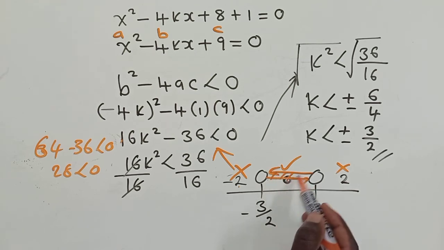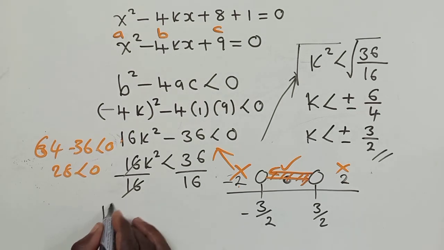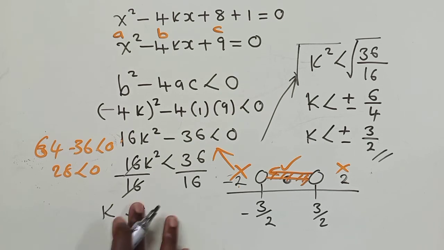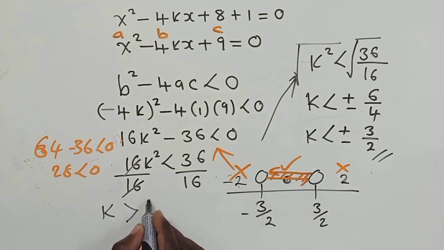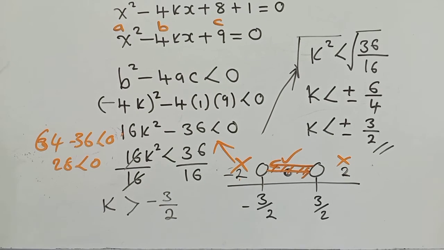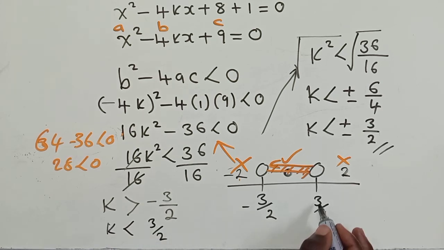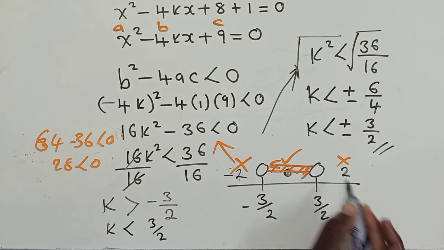Okay, so this is the region where the range is. So now I can write. So to write the range, I'll say K is greater because here it's going to the greater. It's greater than negative 3 over 2. Again, for this one, I'll say K is less than 3 over 2 here. For this one, less this way. This one is going that way.